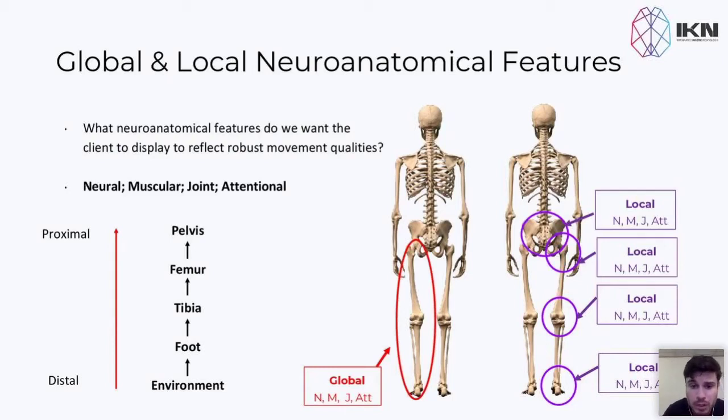Okay, so globally, we're looking at the behavior of the entire lower limb. We're looking at how the biarticular tissues can actually handle stress well, because those biarticular tissues are going to be very important to distribute stress over broad surface areas. And then, like I said in the last slide, when we look at this interaction between different segments, we're looking at the interaction between the foot, the knee, the hip, and the pelvis on a neural, muscular, joint, and attentional level as well.